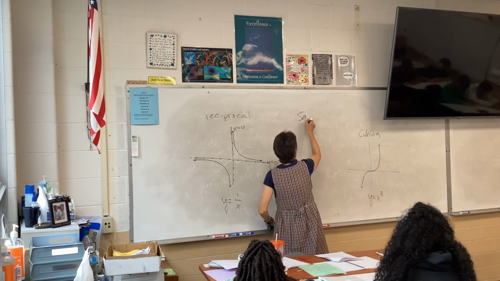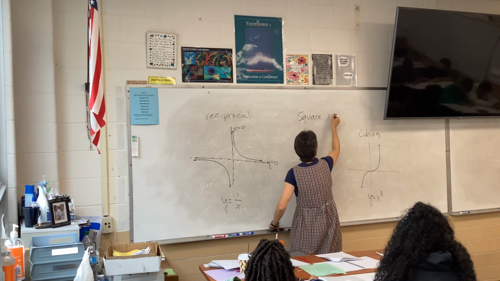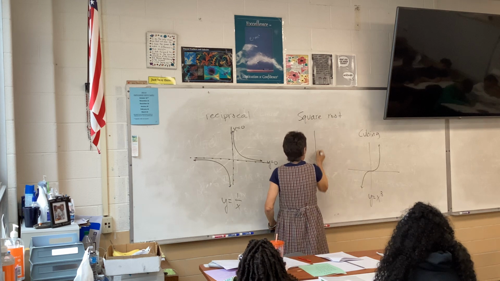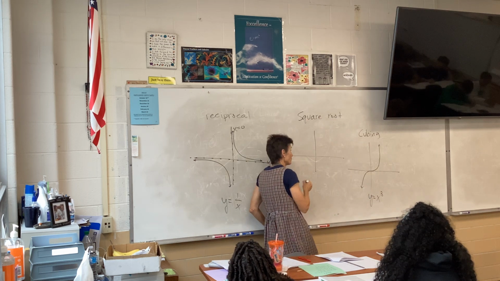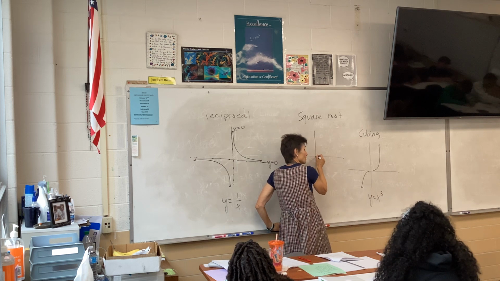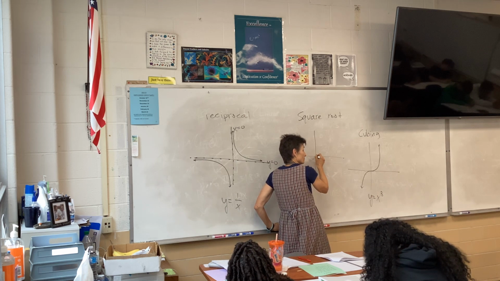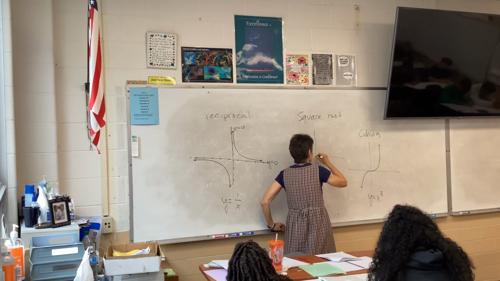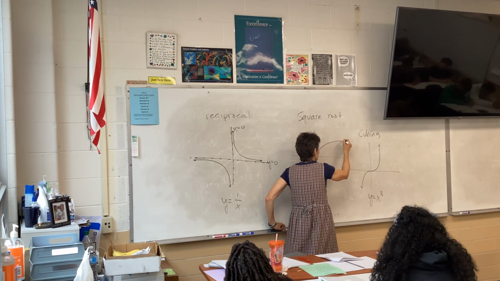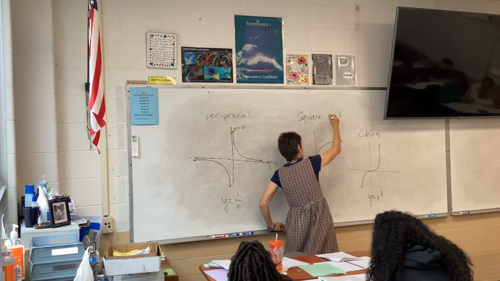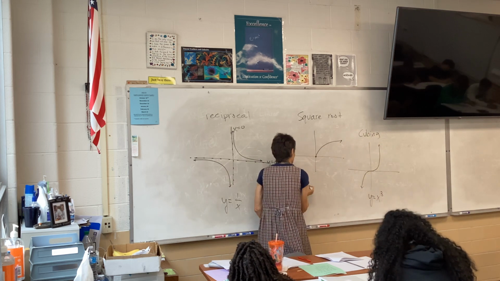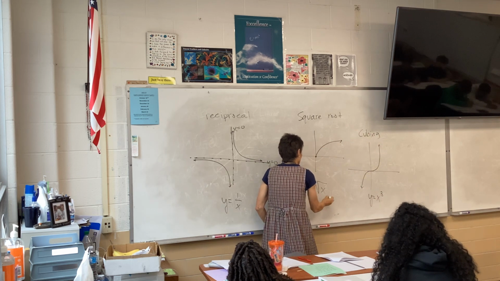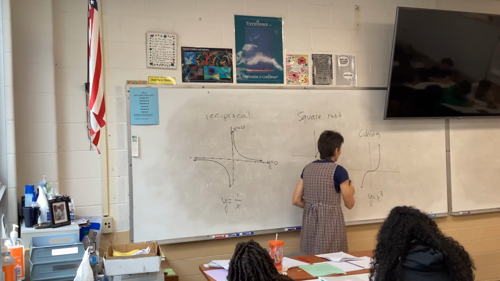Next, we have our square root function. Don't get this mixed up with squaring, it's a different thing, it's square root. So you have a dot at the origin, and watch where I'm arcing. I arc out like this. Don't go like this, it's not like that, it arcs out. And it's the square root of x.